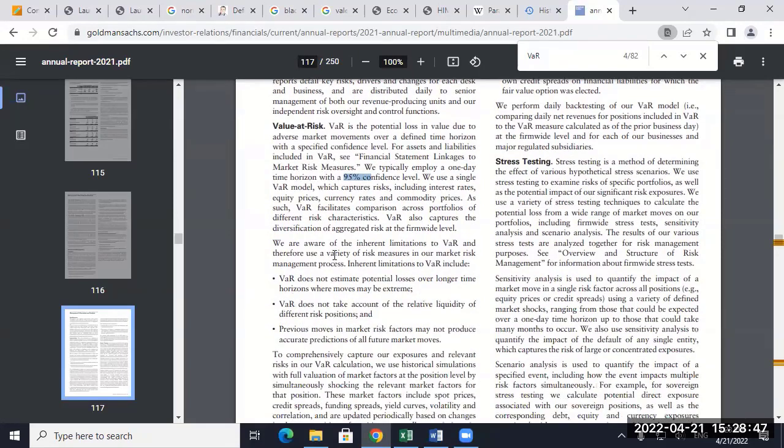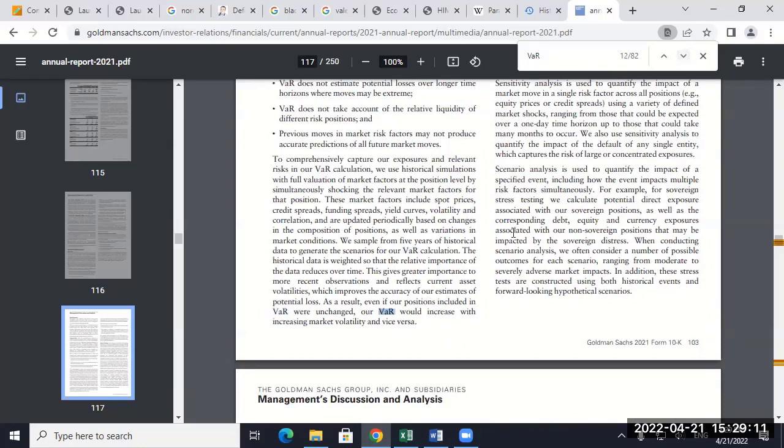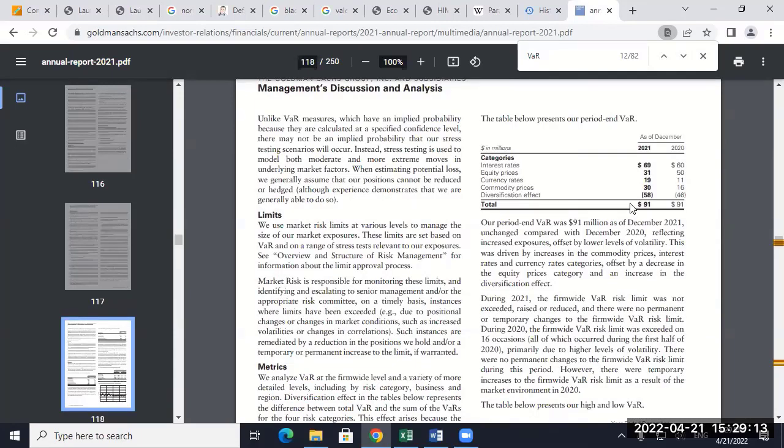So they have two ways they measure risk. Value at risk, and y'all probably have heard of this, stress testing. Have you heard of stress testing? Stress testing is scenarios. What if we have a recession? What if the stock market falls? Value at risk is probabilities, it's statistics. So they do those two kinds of things. They even give you tables that show you the numbers. So here's their value at risk, $91 million.